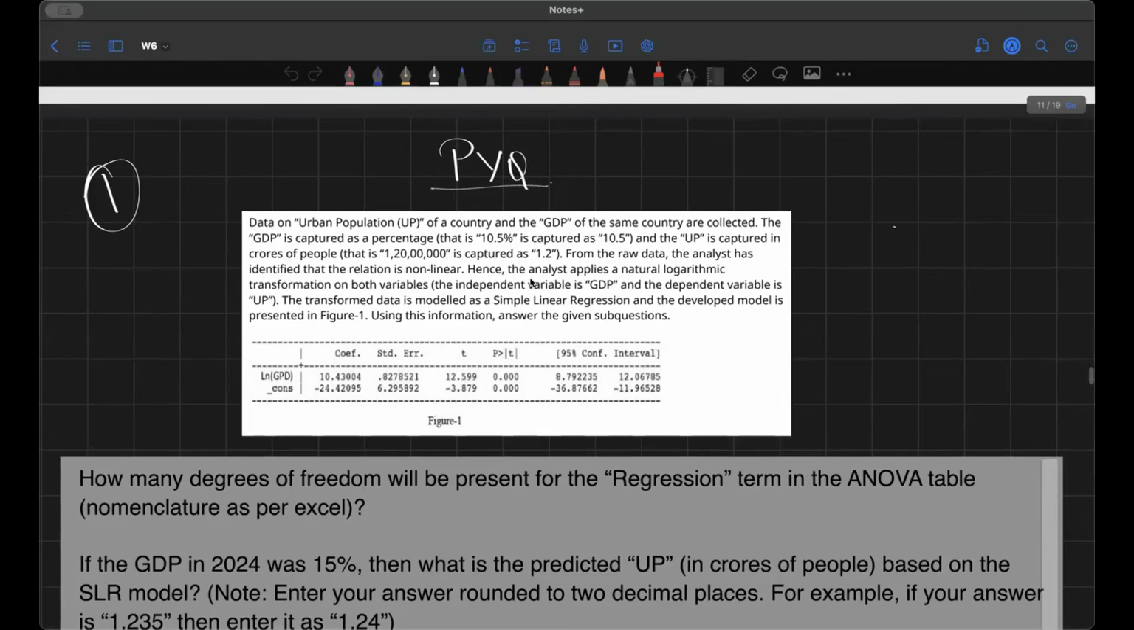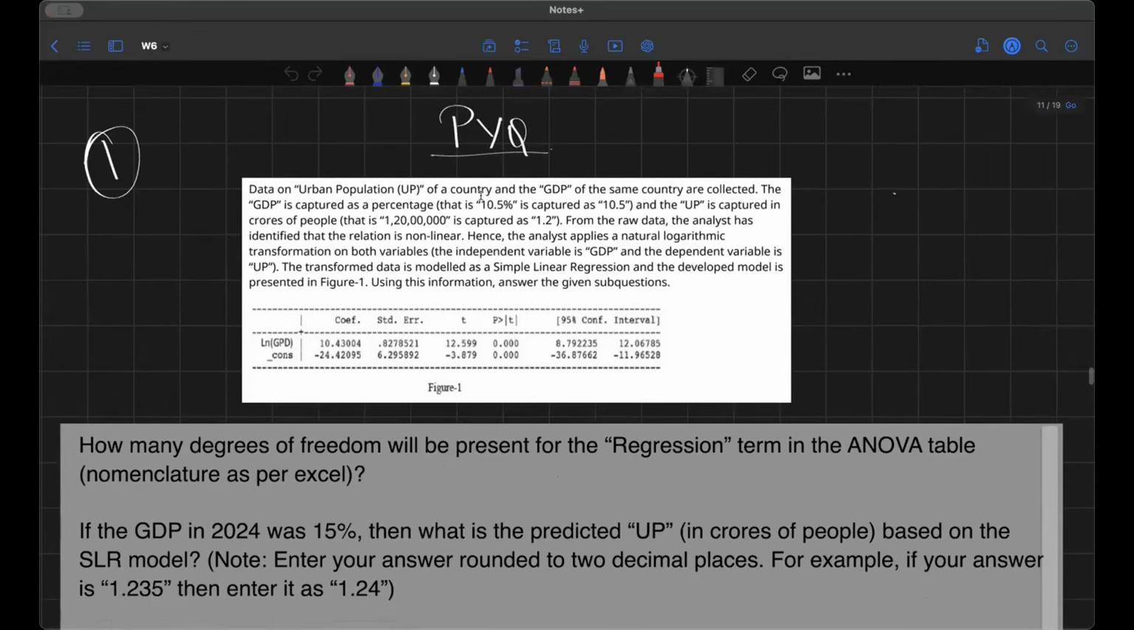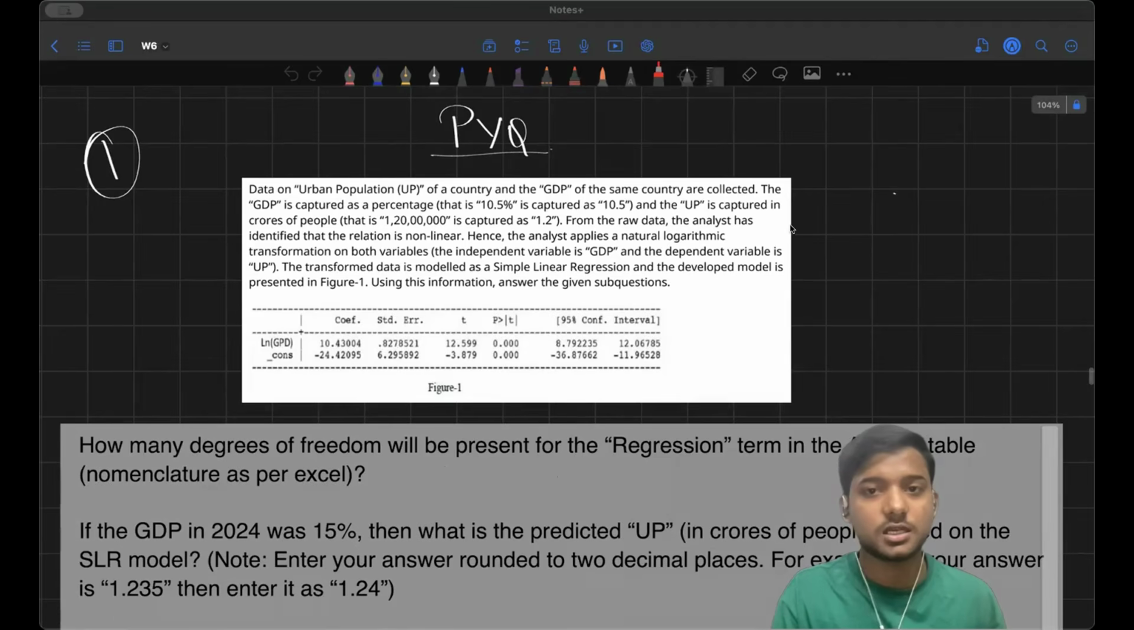So this is one question from your PYQ. Let's just read this question. What does this question say? The question starts with: data on urban population of a country and the GDP of the same country are collected. The GDP is captured as a percentage, that is 10.5% is captured as 10.5, and the urban population is captured as crores of people. That means this is captured as 1.2.